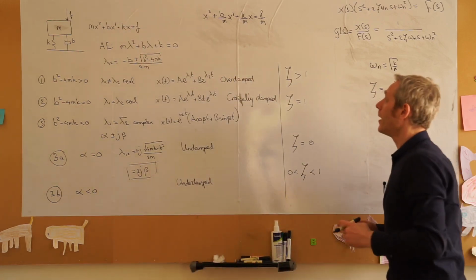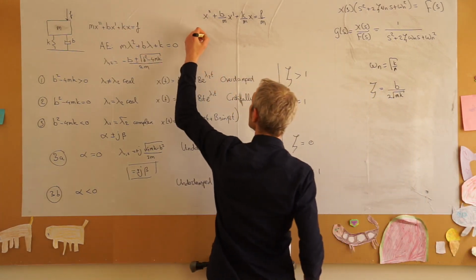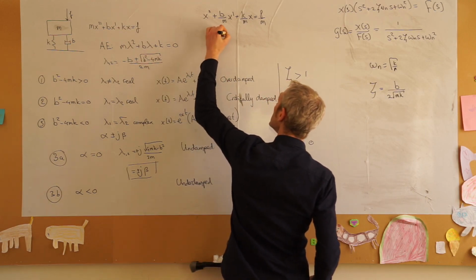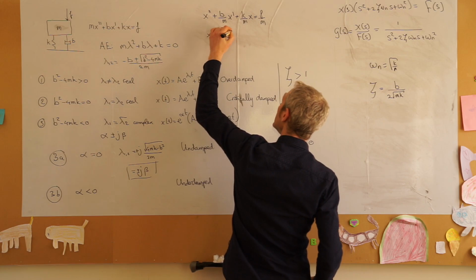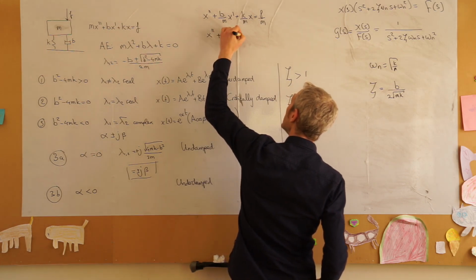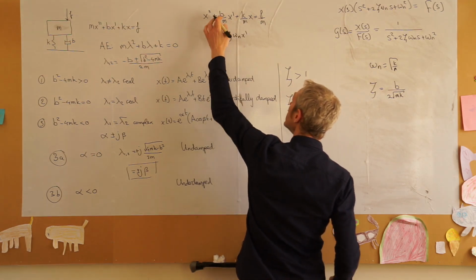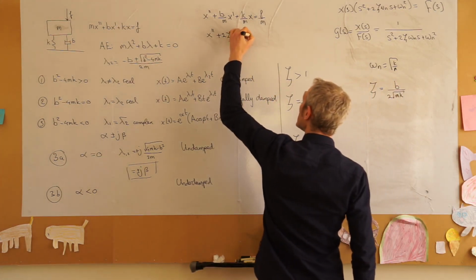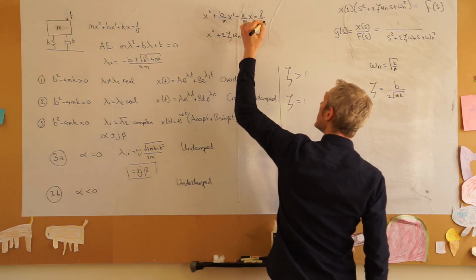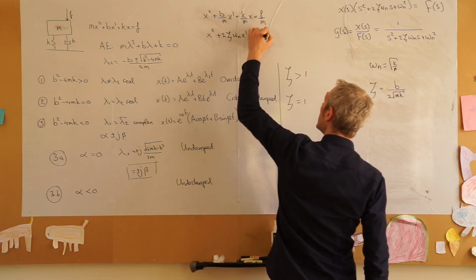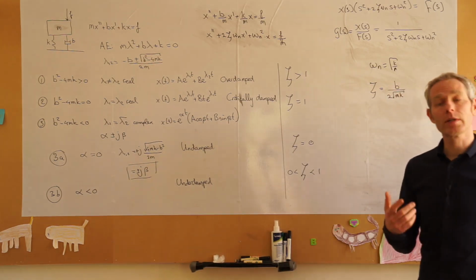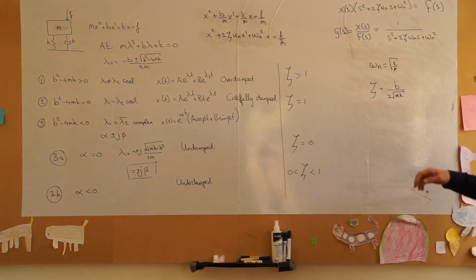divided by m, and we can rewrite this as x double prime plus 2 zeta omega n times x prime, so b over m is equal to 2 zeta omega n, plus omega n squared times x, and that is equal to f over m. And now what I would like to do is take the Laplace transform.